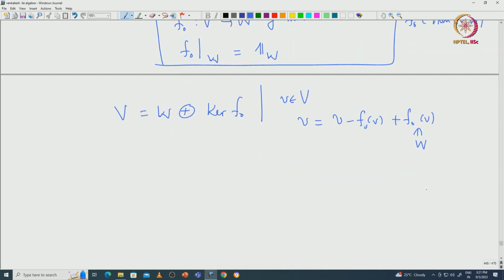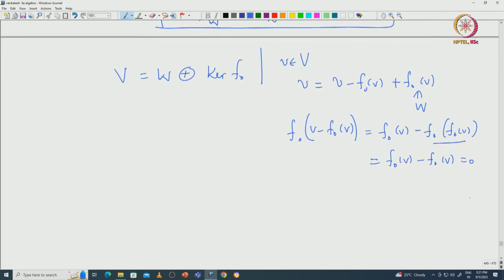So, now if you look at v minus F naught of v, then if you apply F naught on this, you can see that this is going to give us F naught of v minus F naught of F naught of v. But F naught restricted to W is the identity. So, that means this is F naught of v minus F naught of v, which is 0. So, that means this is inside the kernel of F naught.